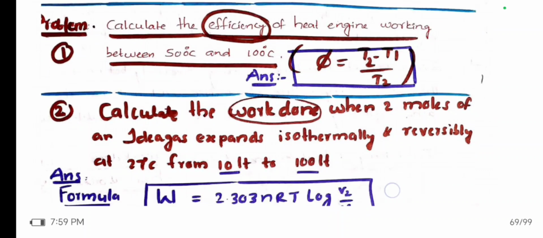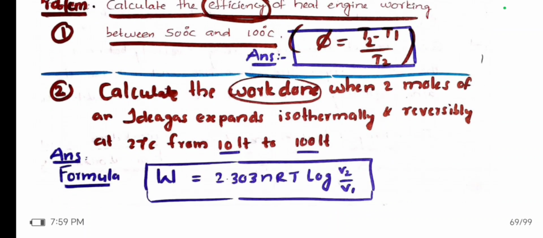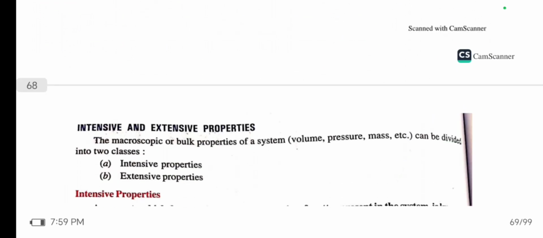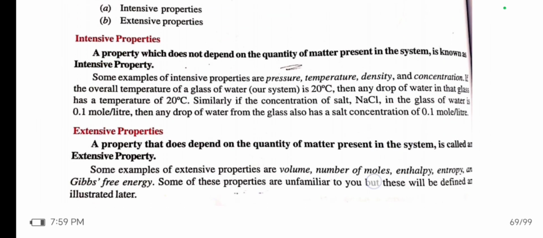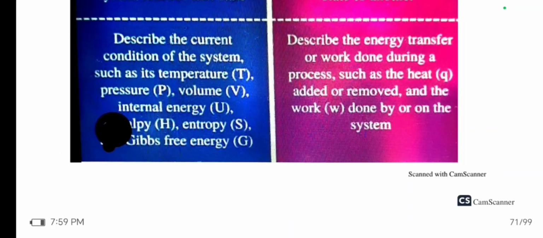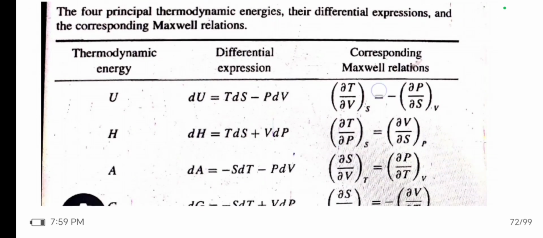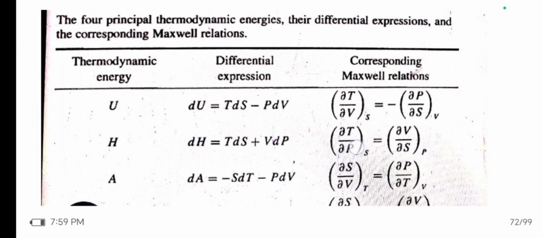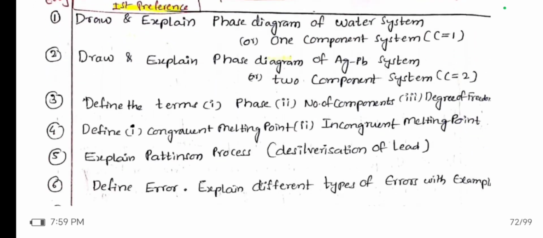This is a problem. This is another problem regarding work done. Okay, these are model questions. Next, intensive, extensive property. This question is also important. General only. State function, path function. Next, Maxwell equations. Maxwell equations are important.